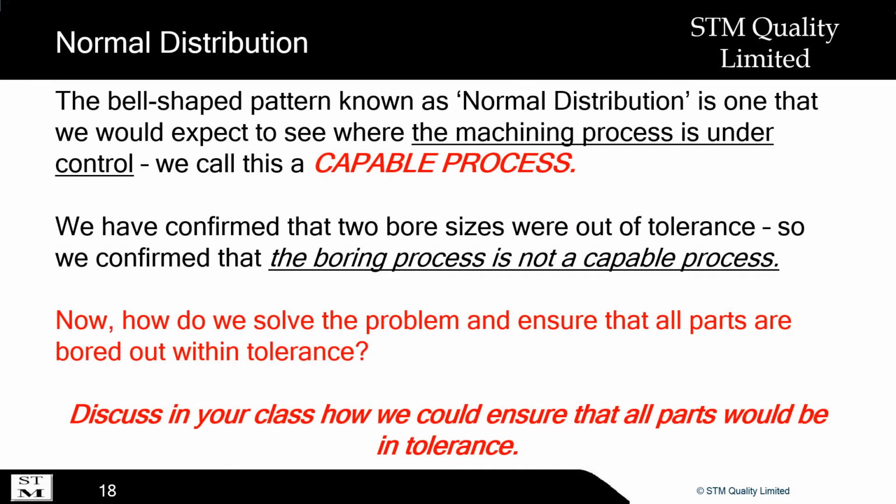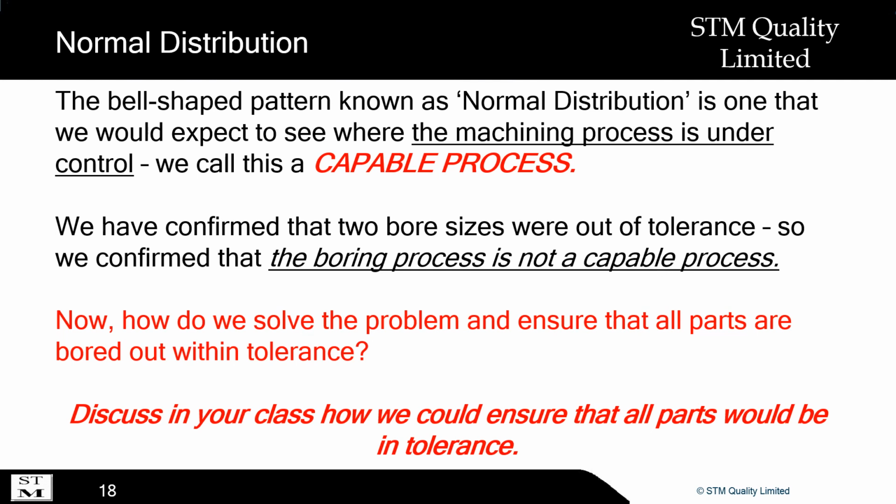The bell-shaped pattern, known as normal distribution, is one that we would expect to see where the machining process is under control. We call this a capable process. We have confirmed that 2 bore sizes were out of tolerance, so we confirmed that the boring process is not a capable process. Now, how do we solve the problem and ensure that all parts are bored out within tolerance?